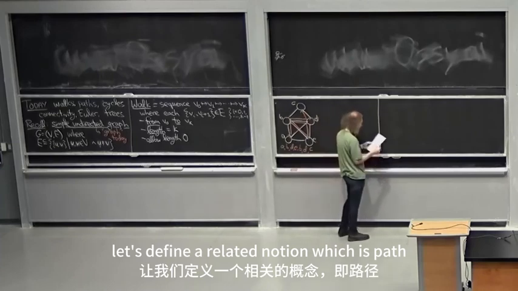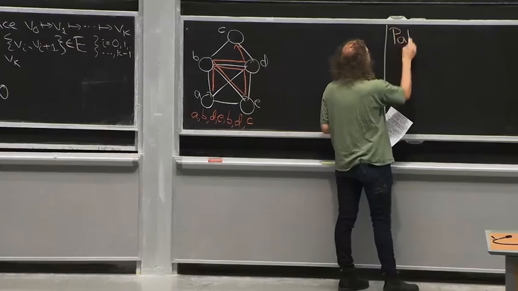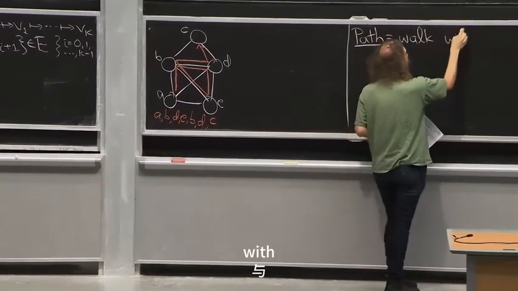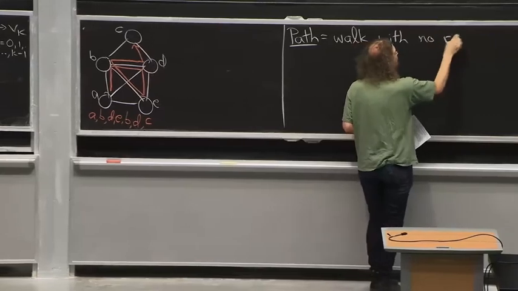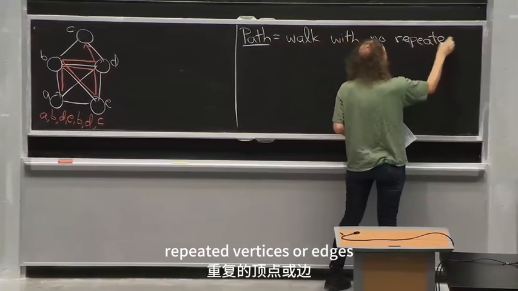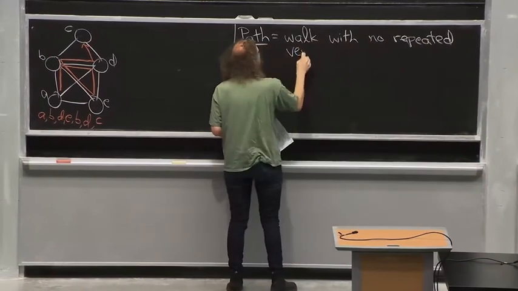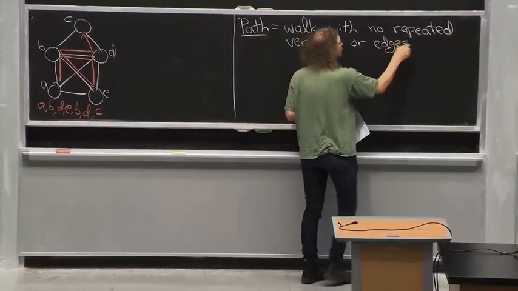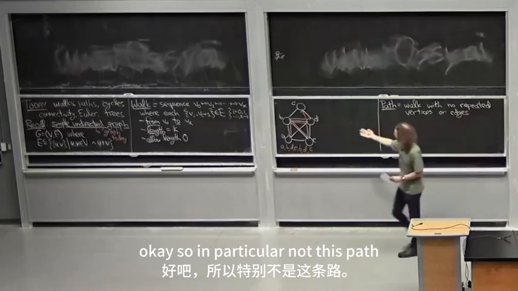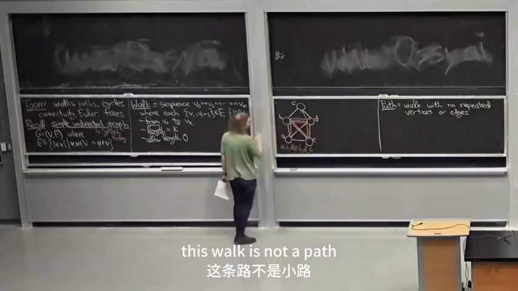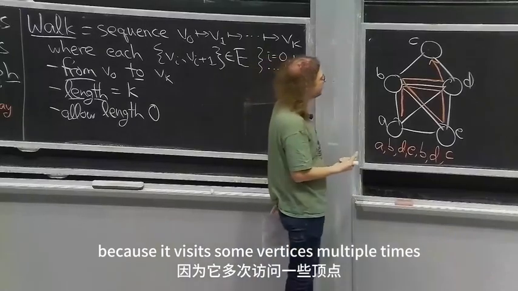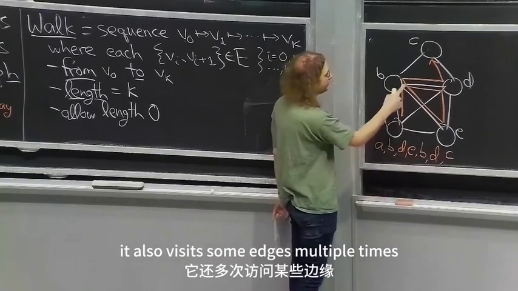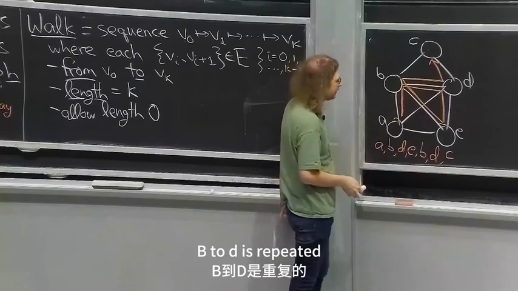Let's define a related notion, which is path. And this is a special kind of walk with no repeated vertices or edges. Okay, so in particular, not this path. This walk is not a path because it visits some vertices multiple times. It visits B twice. You can see that in the sequence. It also visits some edges multiple times. B to D is repeated.